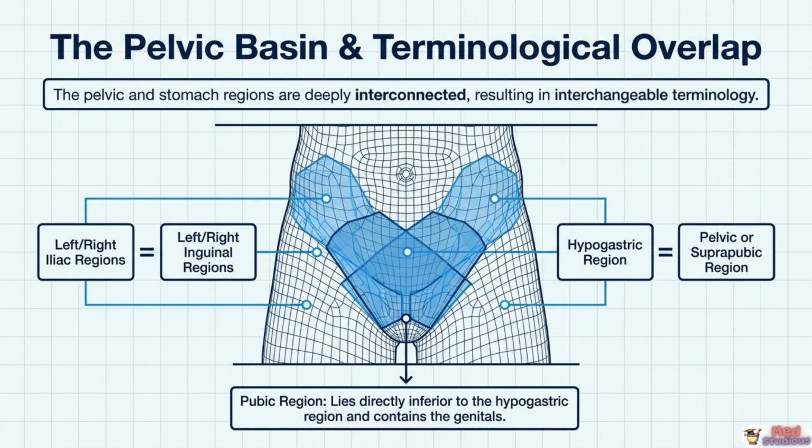The hypogastric region, the central lower abdominal zone, is synonymous with the pelvic region, or the suprapubic region. Again, all 3 terms describe the same space and are used interchangeably depending on clinical context. Below the hypogastric region lies the pubic region, the most inferior named zone of the anterior abdominal wall, containing the genitalia and the pubic symphysis. Understanding these terminological overlaps prevents confusion when reading clinical records, interpreting imaging reports, and communicating across medical specialties.